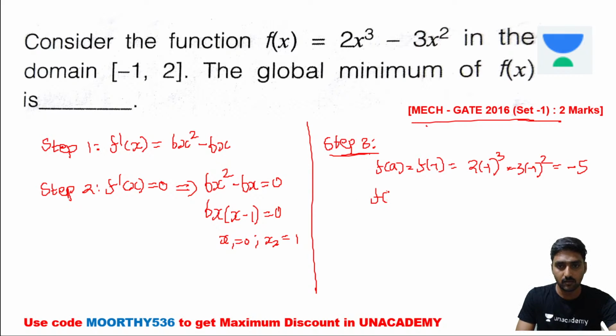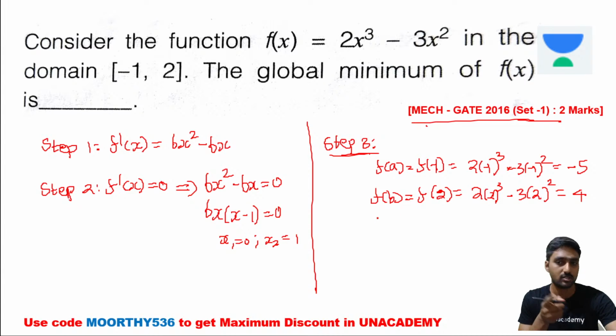Second one, it's f of b. F of b is equal to f of 2. Here it's minus 1, here it's 2. 2 into 2 cube minus 3 into 2 square. It's equal to 16 minus 12, which is 4. Is it clear? 2 cube is equal to 8, into 2, 16. 16 minus 3 into 4, it's 12. 16 minus 12 is equal to 4.